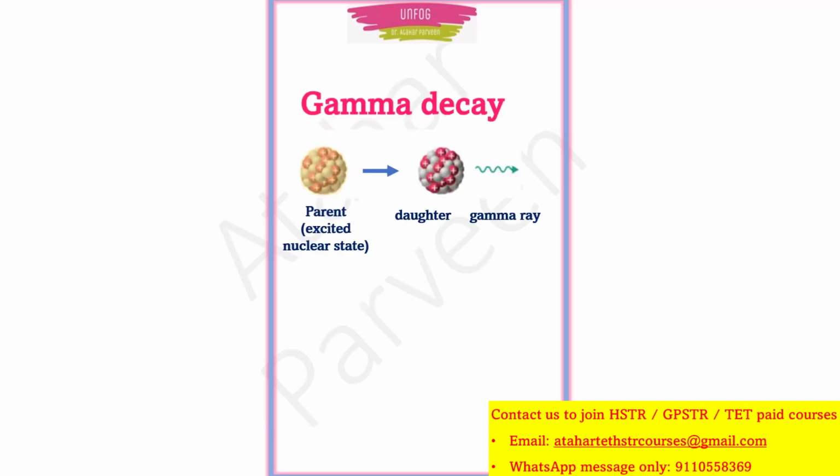Next is the gamma decay. In gamma decay, what happens? The parent nucleus gets excited and it will give you the daughter nucleus along with the gamma ray. So I hope that you got a good idea about alpha, beta and gamma decay now.